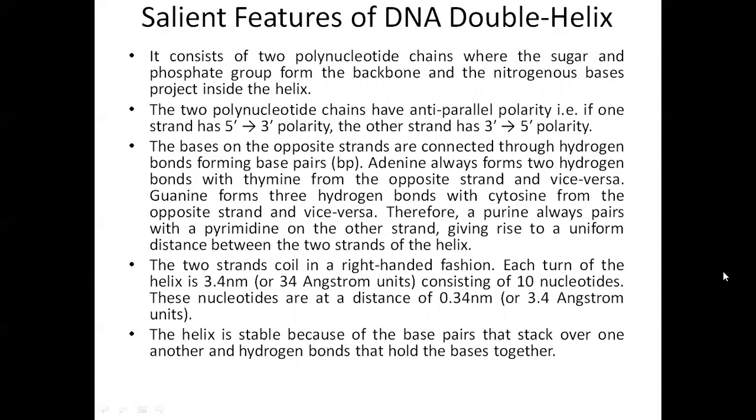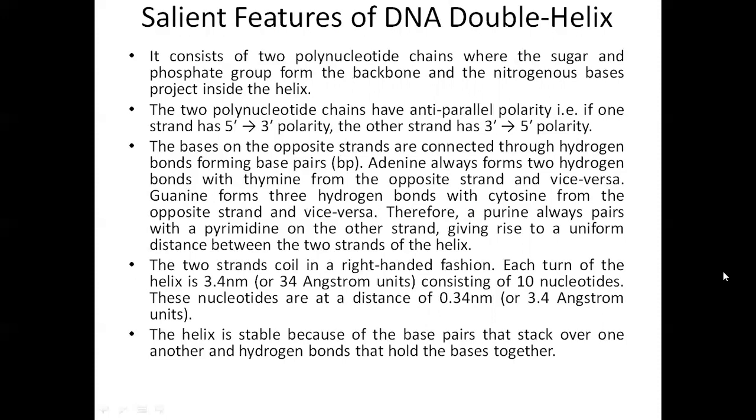Adenine always forms 2 hydrogen bonds with thymine from the opposite strand and vice versa. Guanine forms 3 hydrogen bonds with cytosine from the opposite strand and vice versa. Just you have seen the picture. Therefore, a purine always pairs with a pyrimidine on the other strand, giving rise to a uniform distance between the 2 strands of the helix. The 2 strands coil in right-handed fashion. So here, these 2 strands coil in right-handed fashion.